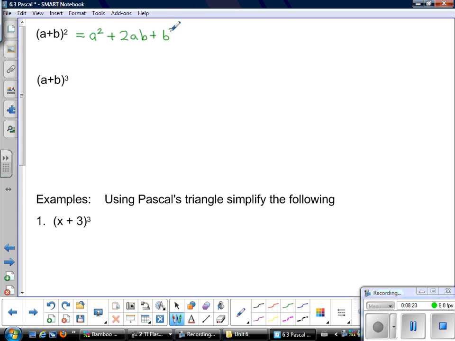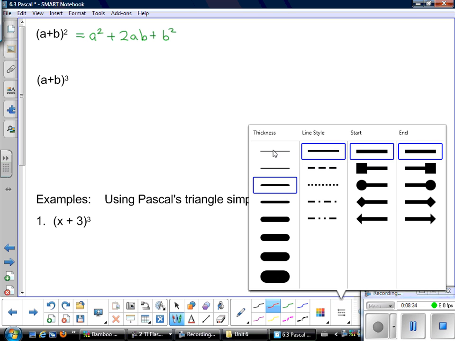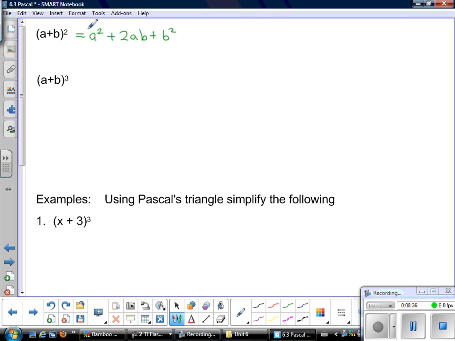Now let's take a look at the coefficients that are in front of each one of those variables, because you're going to hopefully be able to see a nice lovely pattern eventually come out of this. So I have a 1, I have 2, and I have a number 1 here again.